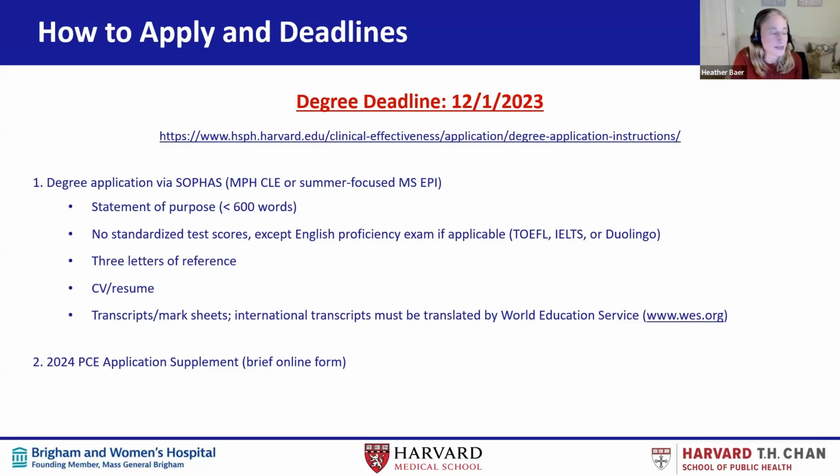And then you would also need to submit 3 letters of recommendation, your CV or resume, and transcripts. And if your transcripts are international, they need to be translated by the World Education Service, and there's information on the website about that. And then in addition to that, there's a very brief supplement form that you would need to complete specifically for the PCE, but that's minimal compared to what information needs to be done in SOFAS.